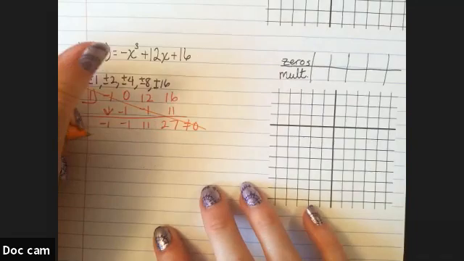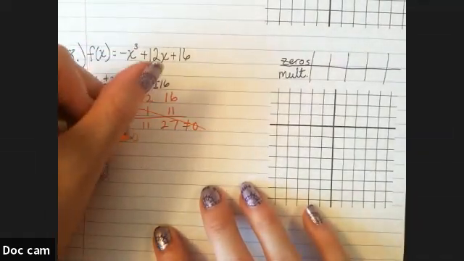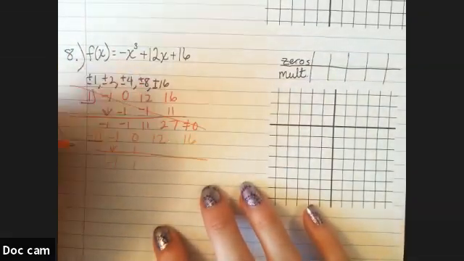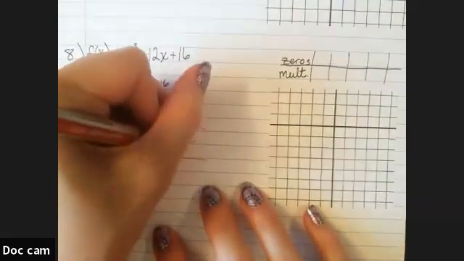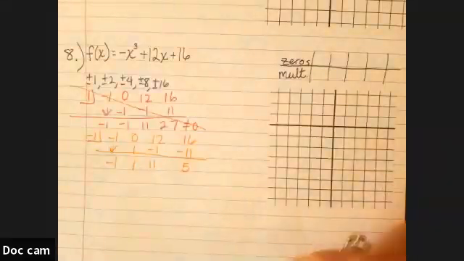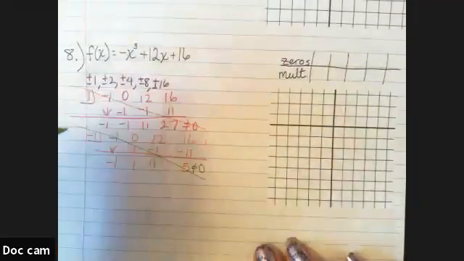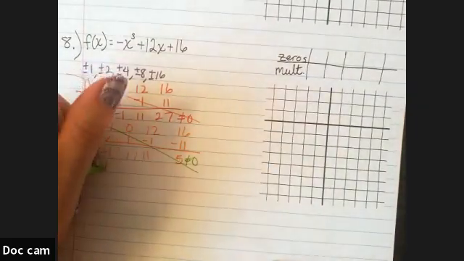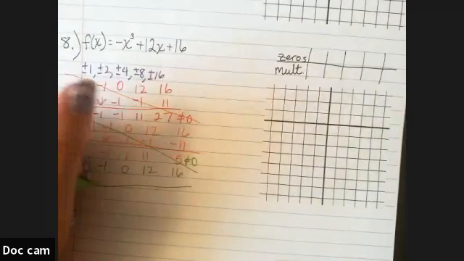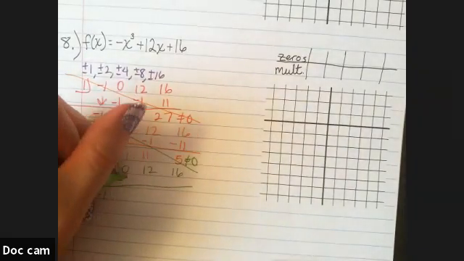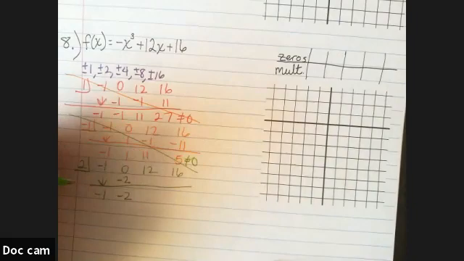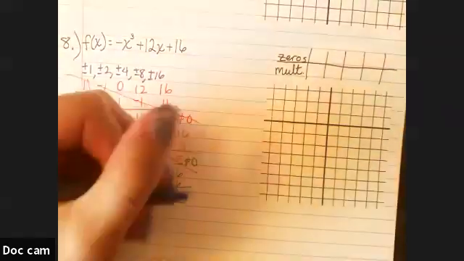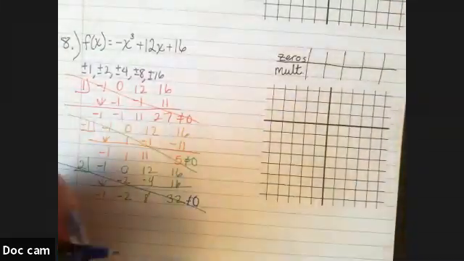So then we'll put -1 in the box and then -1, 0, 12, 16, -1, 1, 1, -1, 11, -11, 5. That's also not equal to 0. So therefore that one doesn't work either. So next I'll move on to putting 2 in the box. -1, 0, 12, 16, -1, -2, -2, -4, 8, positive 16, 32, which is not equal to 0. So that one didn't work either.